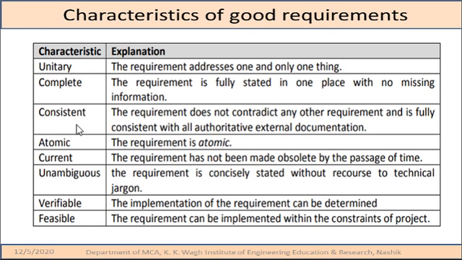The requirement should also be consistent. That means it should not contradict any other requirement, and should be fully consistent with all authorizations and external documentation. Then the next characteristic is atomic. If one requirement depends on another requirement, and you perform that task, it should automatically affect everywhere. Next one is current. The requirement has not been made obsolete by the passage of time.